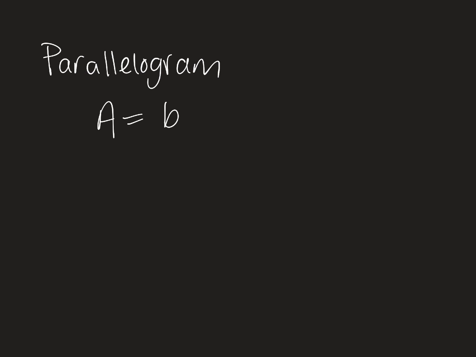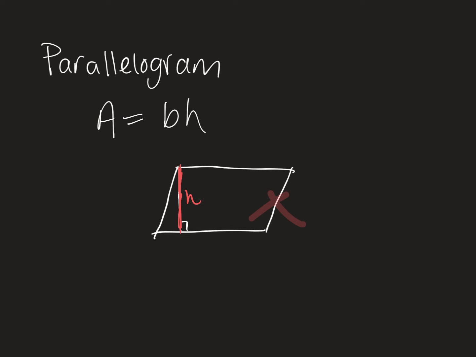All right, and next we have a parallelogram. This is actually the same formula as a rectangle. It's base times height. Now, the height is never the slanty part. So it's not this, right? Your height is always going to form a right angle with the base, so it's always going to be perpendicular. It's going to be the distance between the two bases, not the slanted side. So that's your height. And then the base is either one of these long sides here.